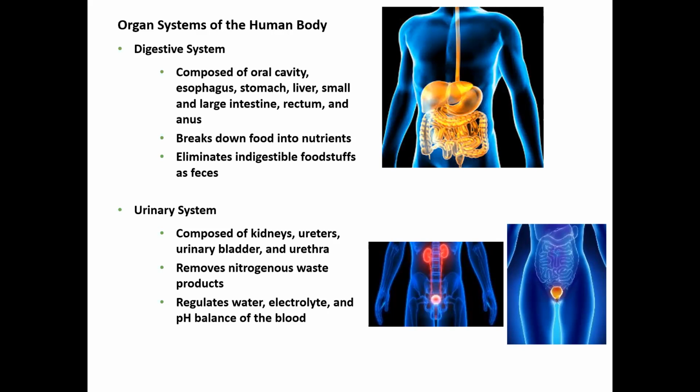Next, we have the urinary system. The urinary system is the kidneys and the ureters. Those are the tubes leading from the kidneys to the urinary bladder, and the urethra that allows us to get rid of urine. We take out waste products that are based on nitrogen. And so our kidneys, which are only about 3 inches long, your average kidney will fit in the palm of your hand.